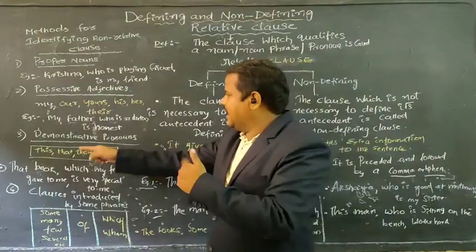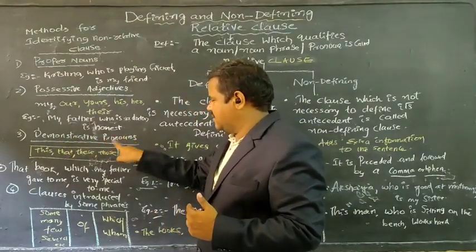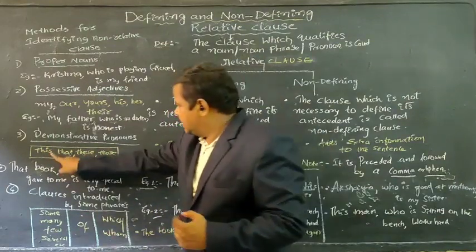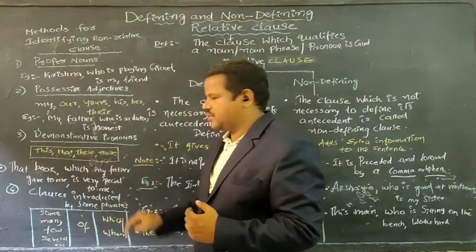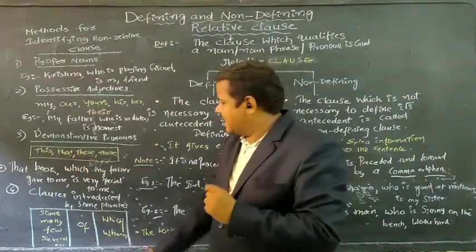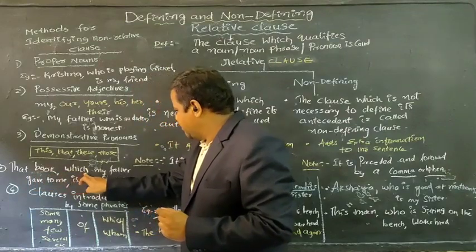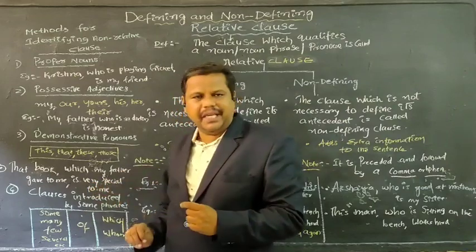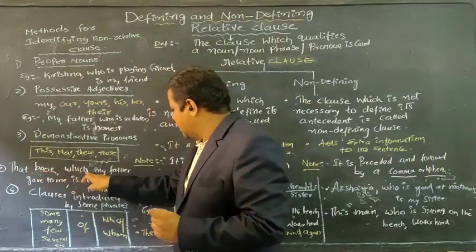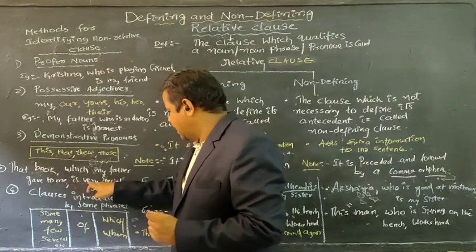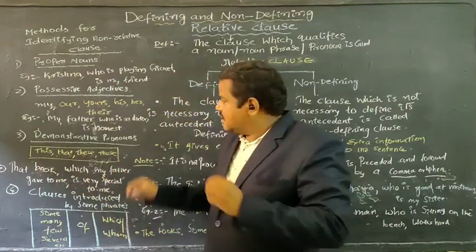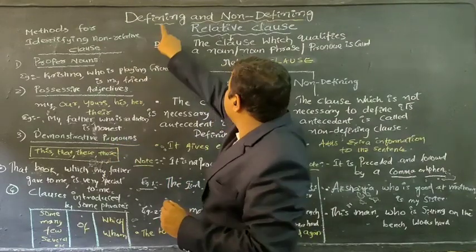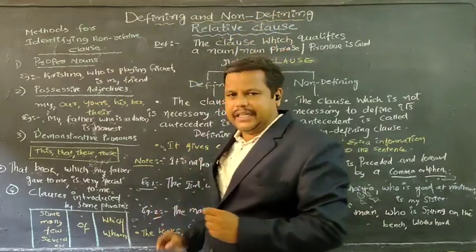Third, number three, we can even write with the demonstrative pronouns like this, that, these, those. We'll write one example, you will understand now. That book, comma, which my father gave to me, comma, is very special to me. So this is another way you can write with the demonstrative pronoun for defining and non-defining relative clauses.